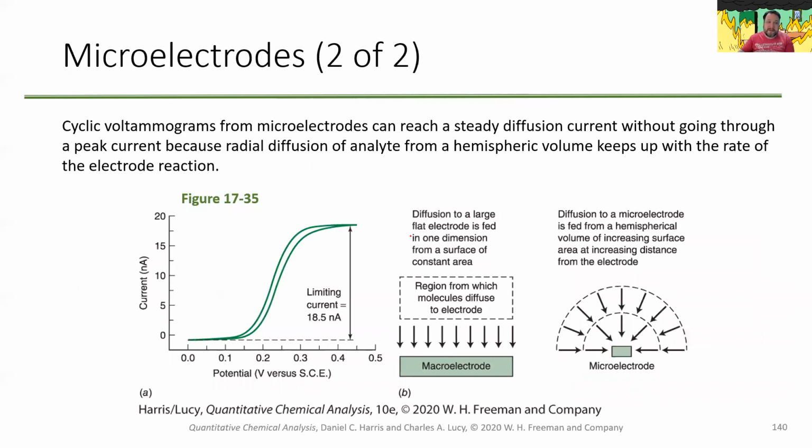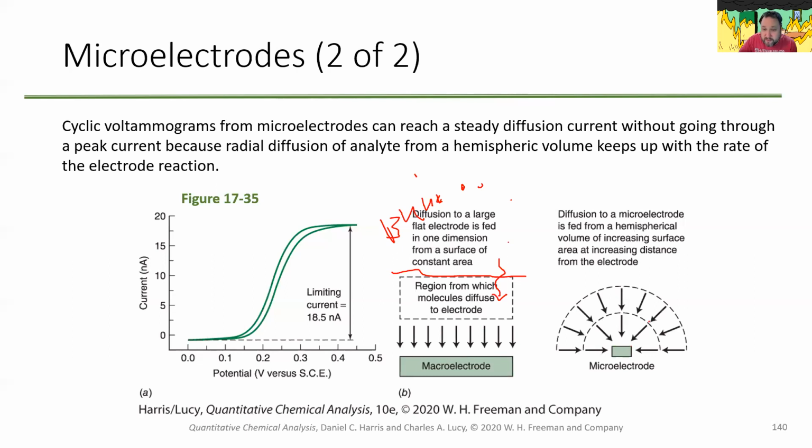If you do a cyclic voltammogram on a microelectrode, you can reach a steady state diffusion current without going through peak current, because radial diffusion of the analyte from a hemispheric volume keeps up with the rate of electrode reaction. So in our big electrodes, here's our electrode, and we've got this bulk region out here. This is our bulk solution, and the molecules are just happy being by themselves. And then they have to diffuse in, and we have that diffusion layer, before they can reach the electrode surface.